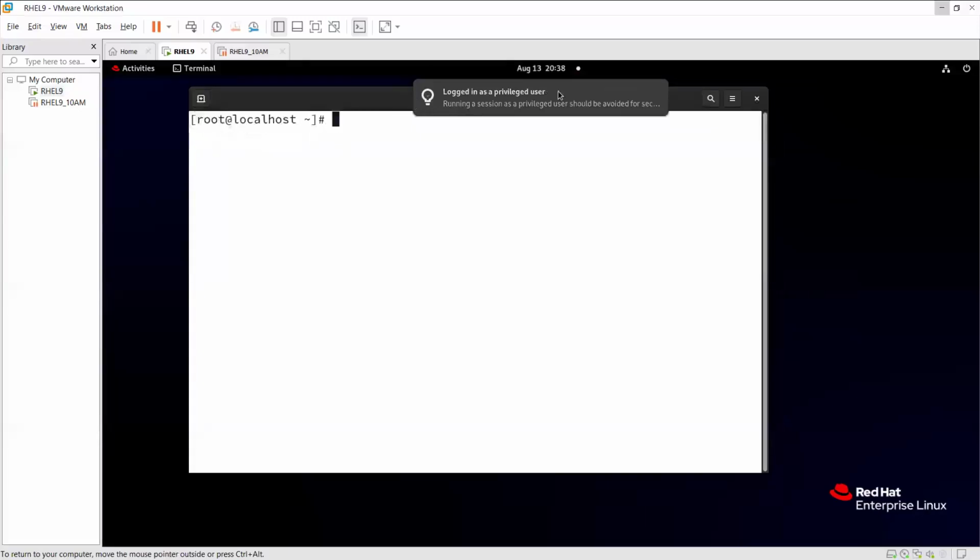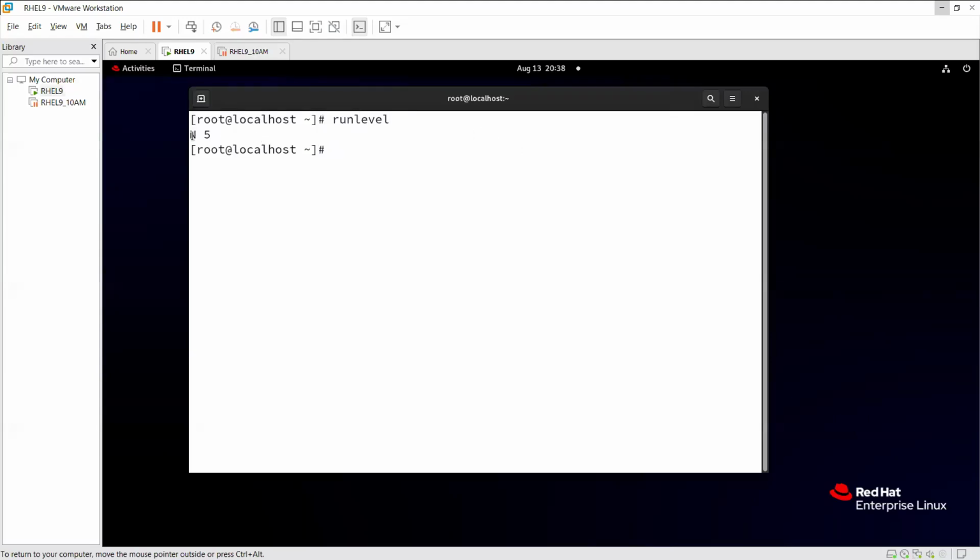So how do you know your current run level, I mean your current target unit? If you run the runlevel command, currently my target is 5. 5 is nothing but your system is running with a graphical user interface. The very important thing is that by default the runlevel command works with the init process level. But systemd uses systemctl.